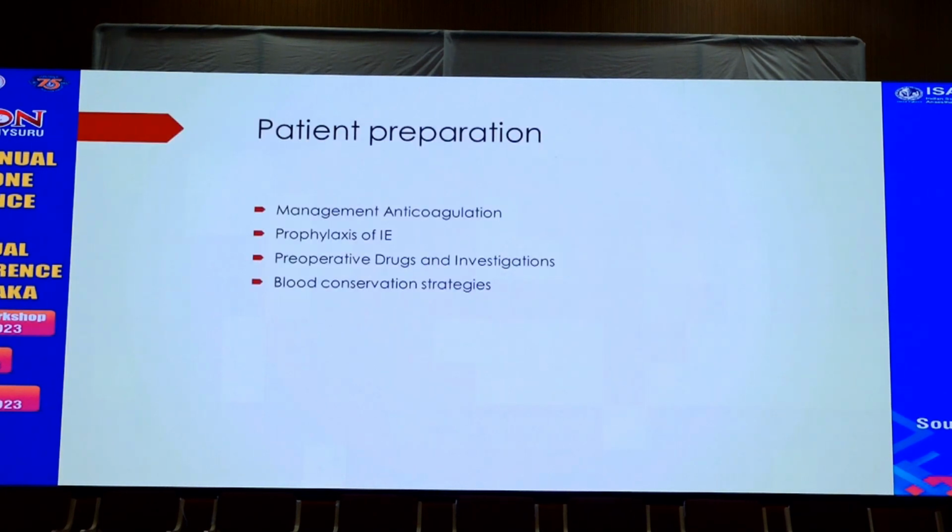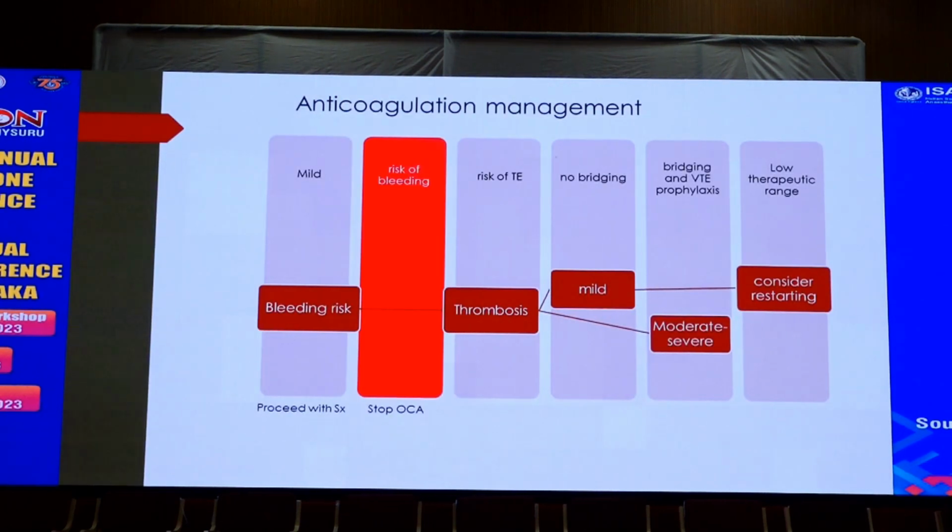Coming to patient preparation, we have a number of problems with the patient, so I'm going to concentrate only on anticoagulation management. Here the problem starts with bleeding and thrombosis, so anticoagulation forms the basis for the management. If the bleeding risk is mild, I can proceed with the surgery. If the bleeding risk is high, I'm going to stop oral anticoagulation agents. Then the problem starts with thrombosis. If there is a high risk of thrombosis, then you have to bridge the patient with another agent. If it is mild, you can consider proceeding with the surgery.